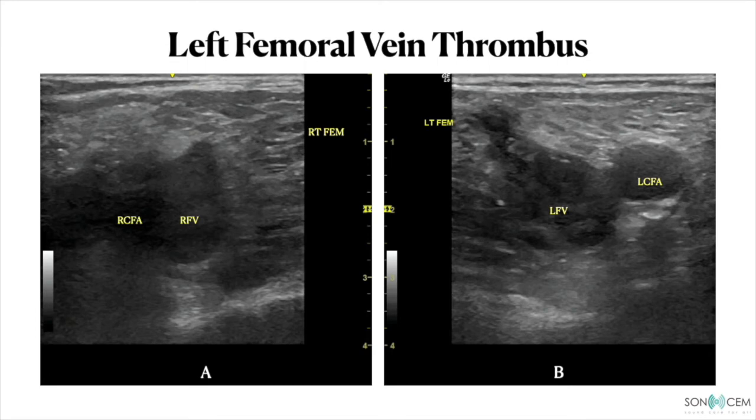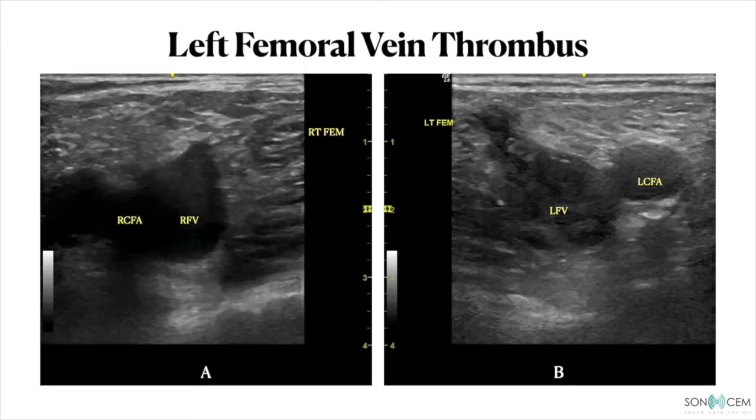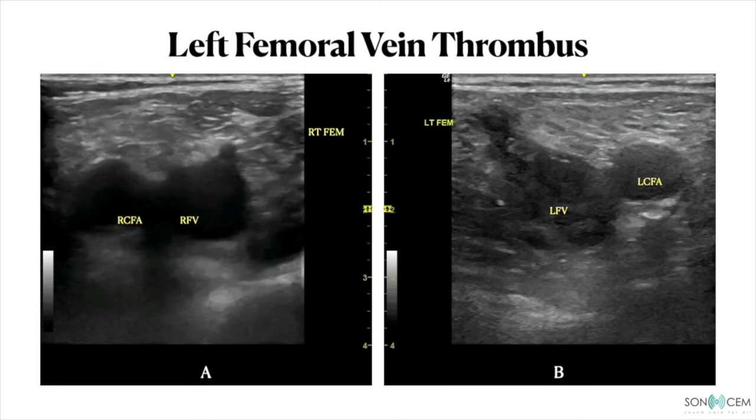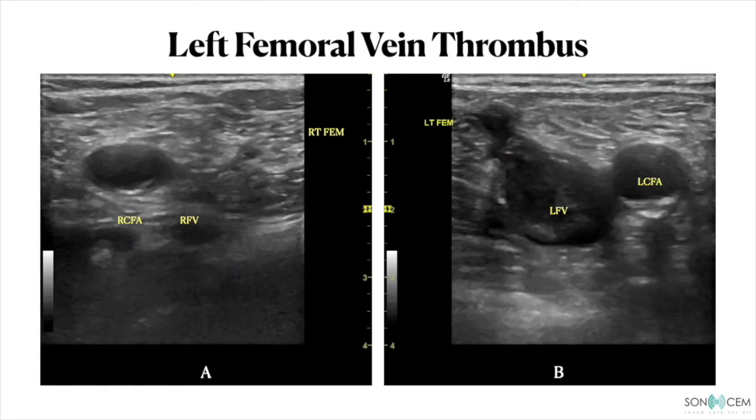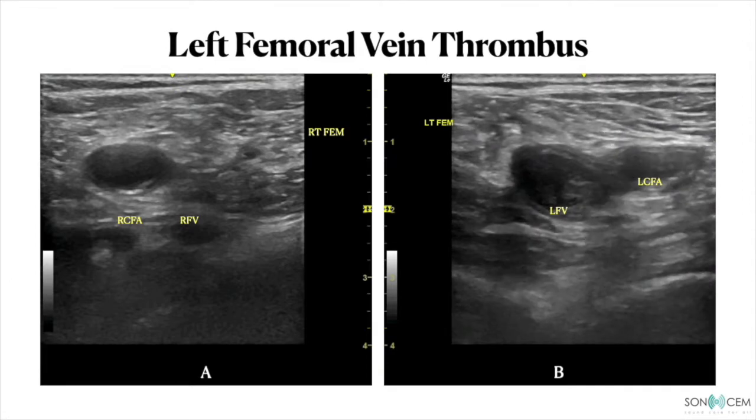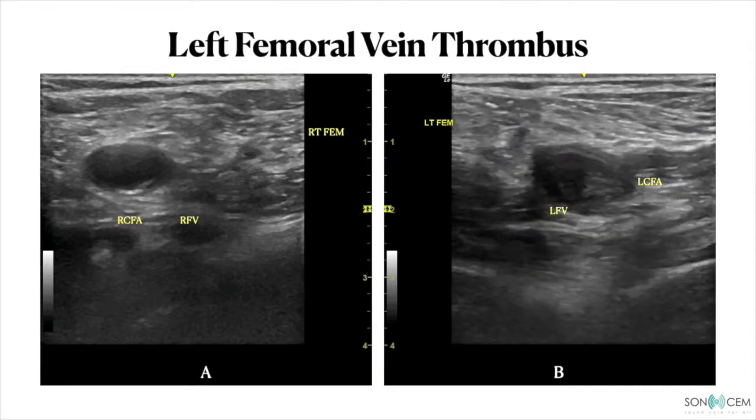So here, clip A shows a compressible right femoral vein. Clip B shows a non-compressible left femoral vein due to the presence of thrombus. You can see the anterior and posterior wall of the femoral vein do not meet each other.